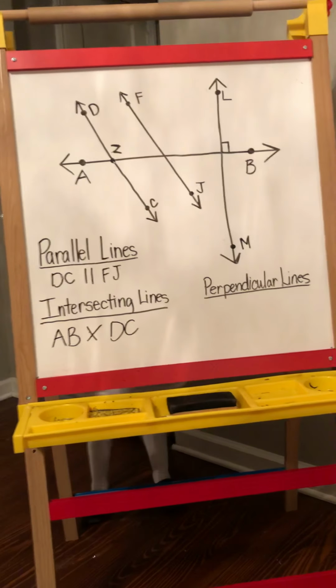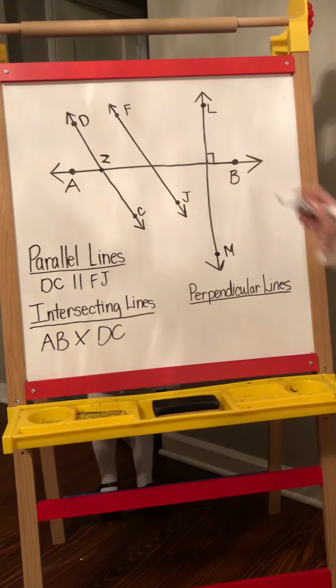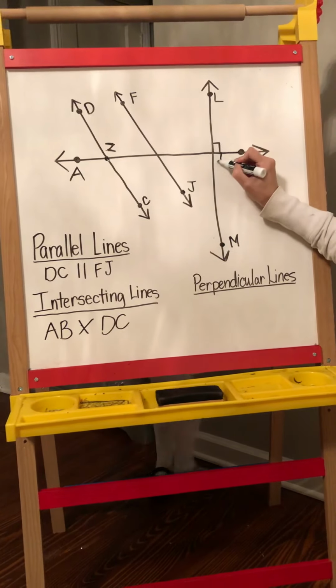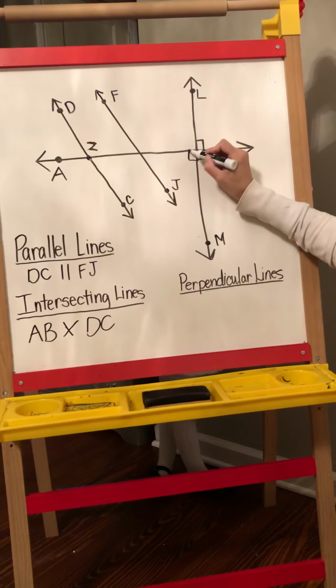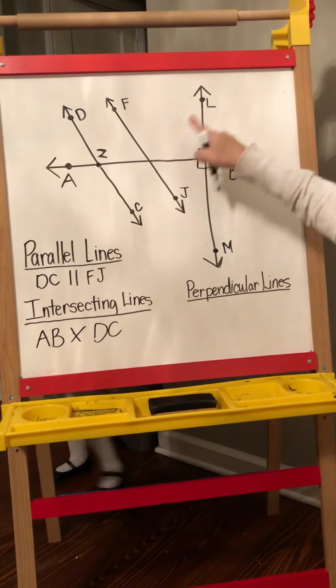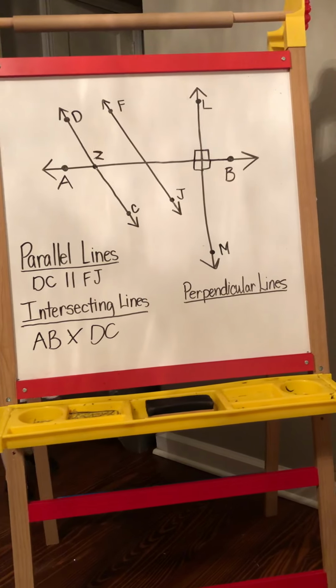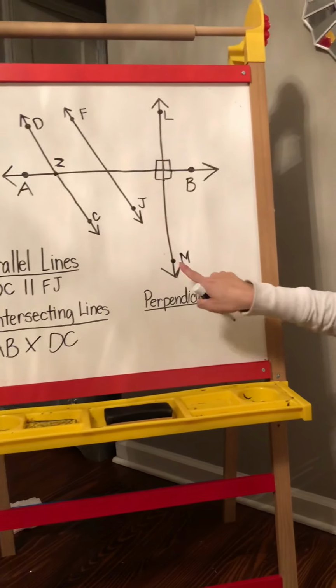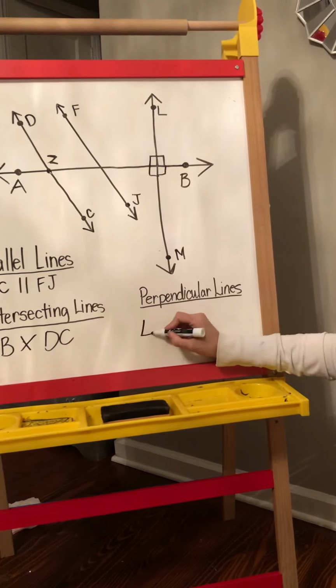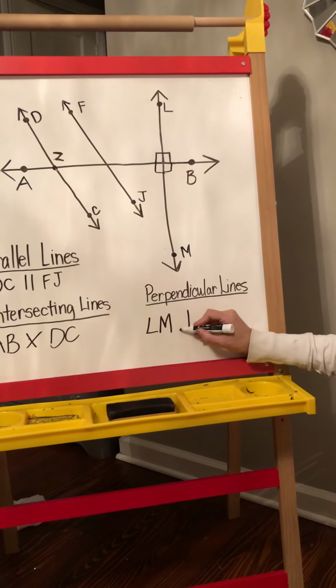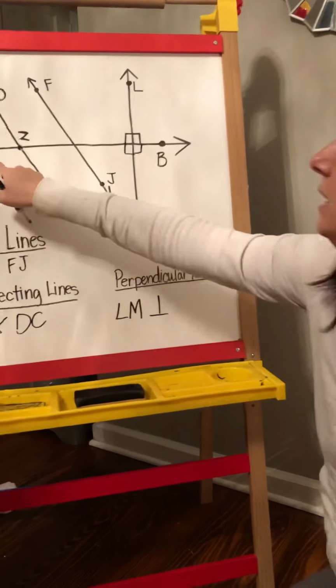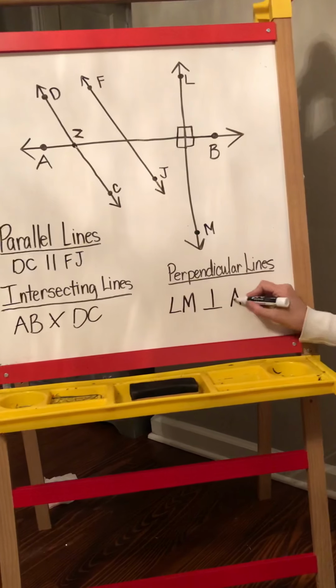Okay. And then which ones are perpendicular? Perpendicular lines form a right angle. So I see this is a right angle, which means this is a right angle, this is a right angle, and this is a right angle. So this forms four right angles. So line LM is perpendicular to line AB.